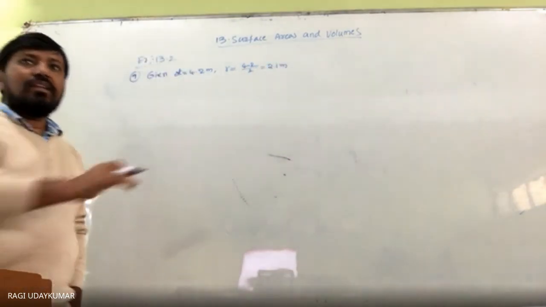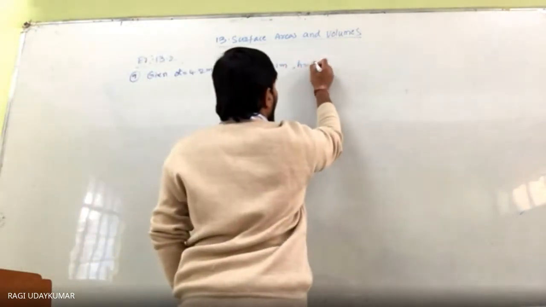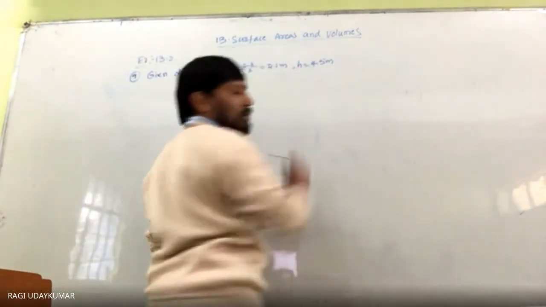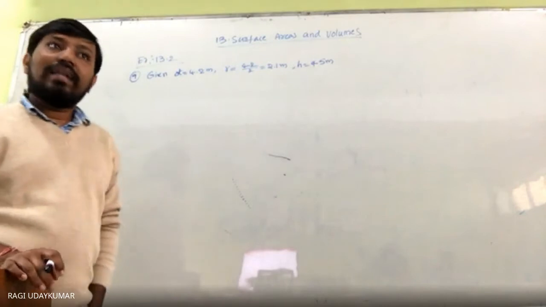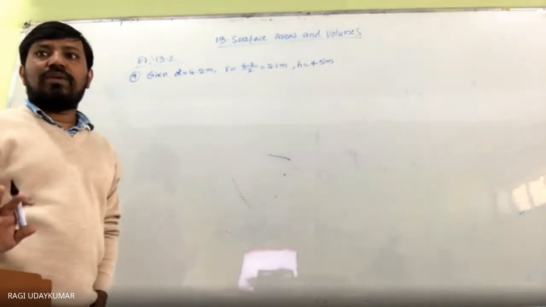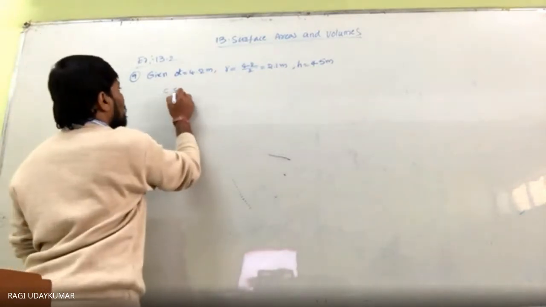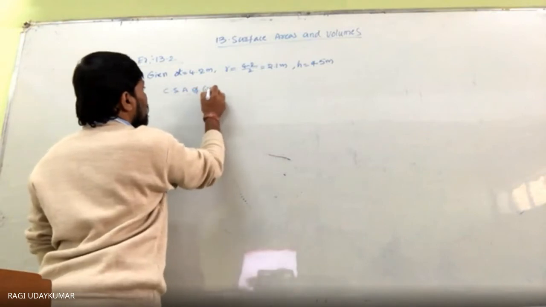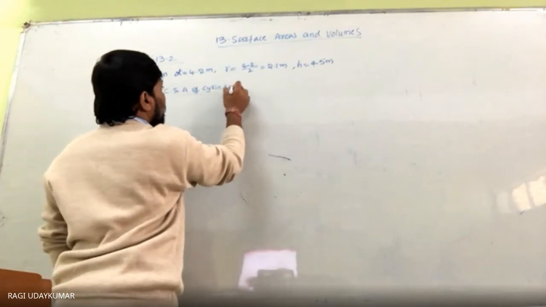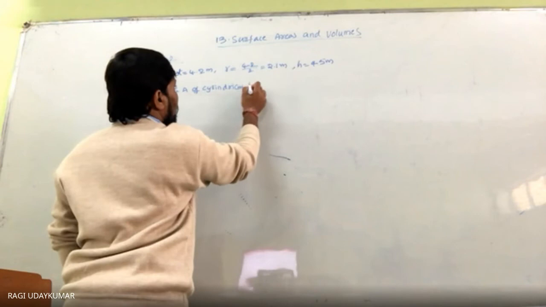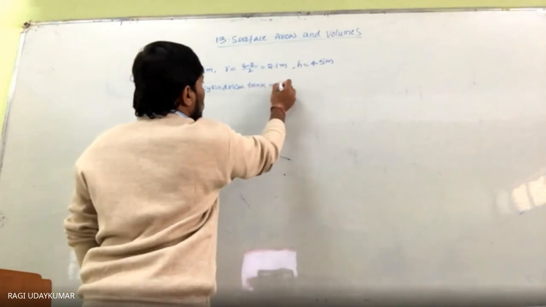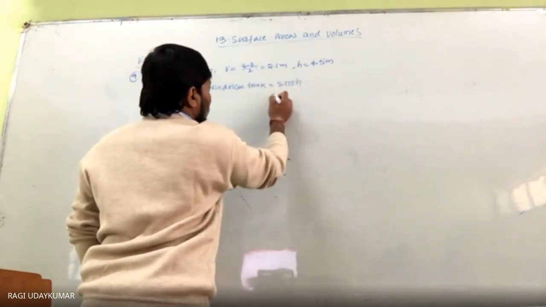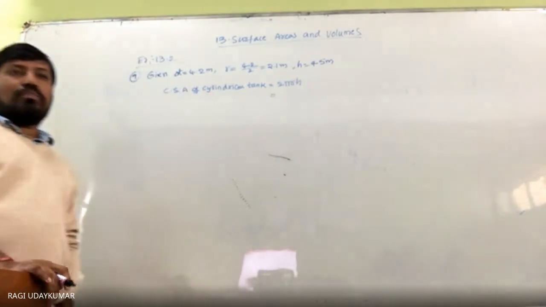And height is given 4.5 meters. Then curved surface area, lateral surface area you need to find out. So curved surface area of cylindrical tank is equals to 2 pi RH. Isn't it? 2 pi RH.